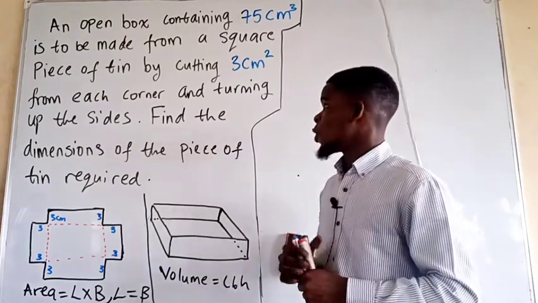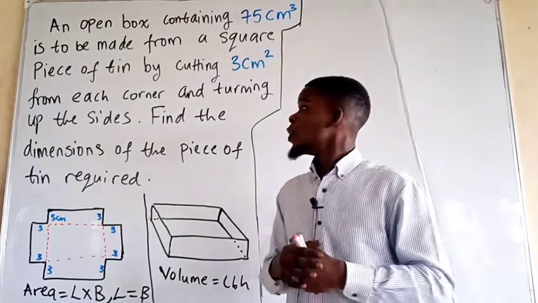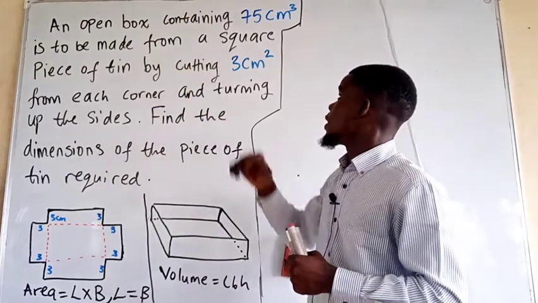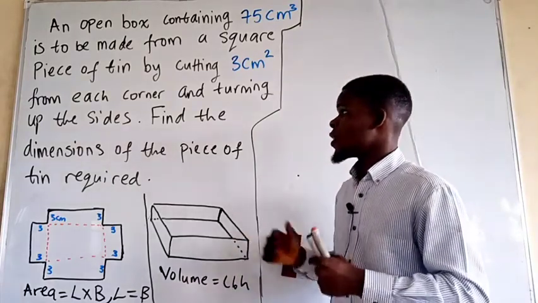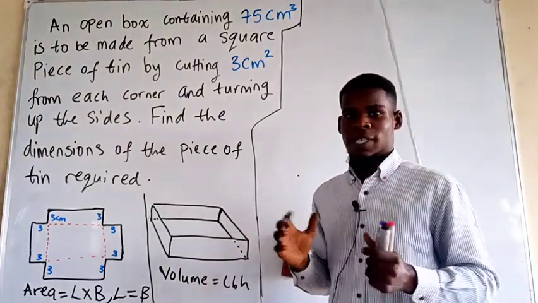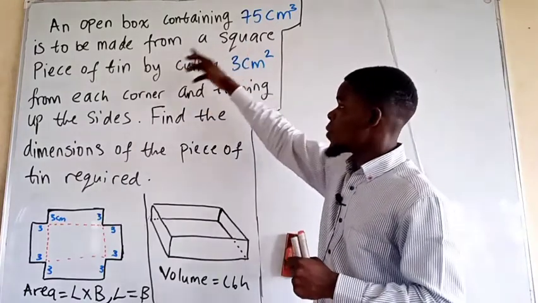Now in this video we want to look at this problem on the board. We have an open box containing 75 cm cube. So the volume of the box is actually 75 cm cube. Now this box is made from a square piece of tin.